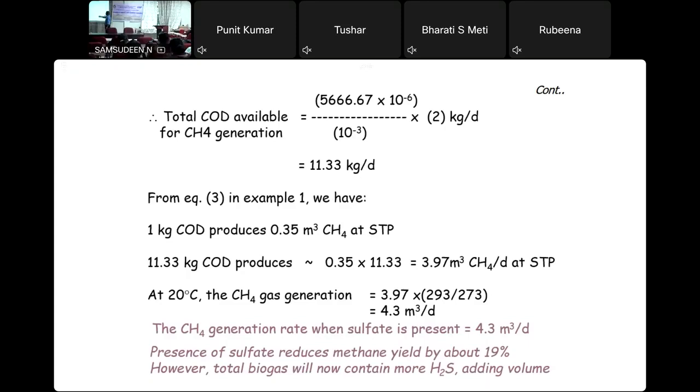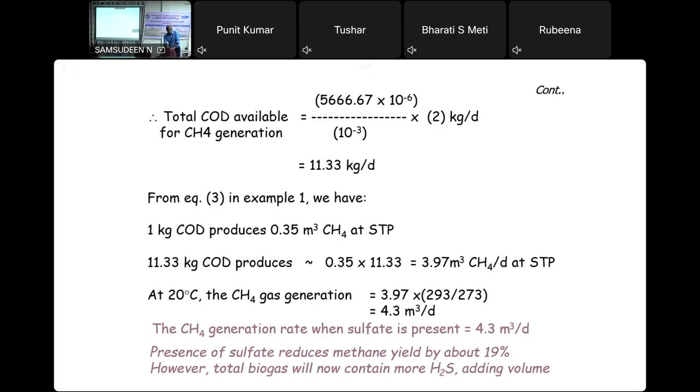If you go back and look at the example, we have 1 kilogram COD going to produce this. We already figured that out, 0.35 cubic meter. So you multiply 11.33 by 0.35, and you produce 3.97 cubic meter methane at standard temperature and pressure. Now for 20 degree centigrade operation temperature, you calculate 293 divided by 273, and you get 4.3 cubic meter per day.